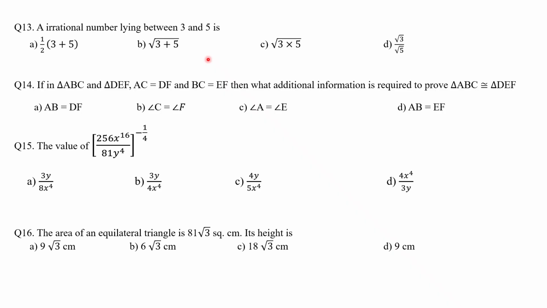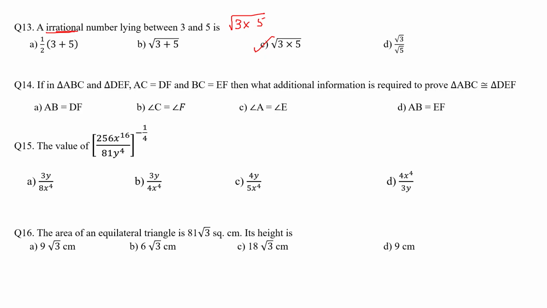It is very clearly mentioned in the R.S. Agrawal textbook, isn't it? Here also 3 and 5 are rational numbers. And what we have to find? An irrational number. So it will be root of A into B, which is root of 3 into 5. So C is the correct option. Now A would be the option if it said find a rational number between 3 and 5. But here the question says you have to find an irrational number. Clear?